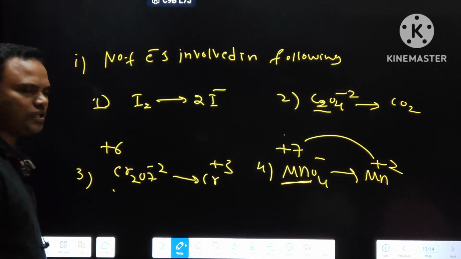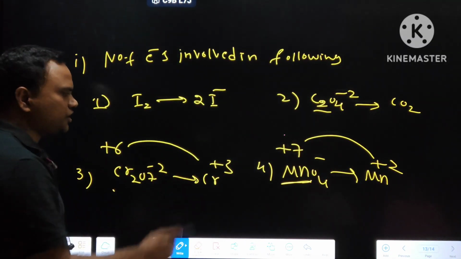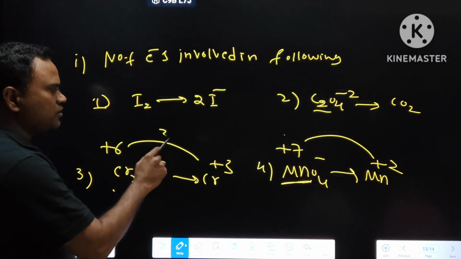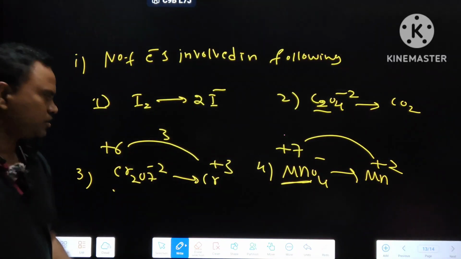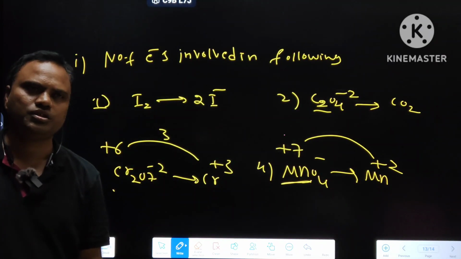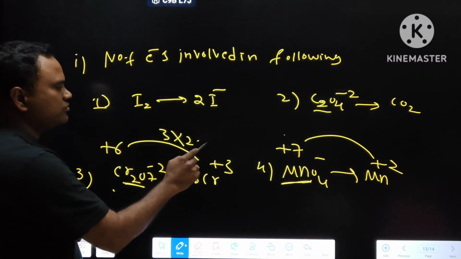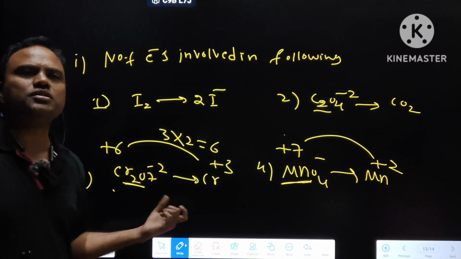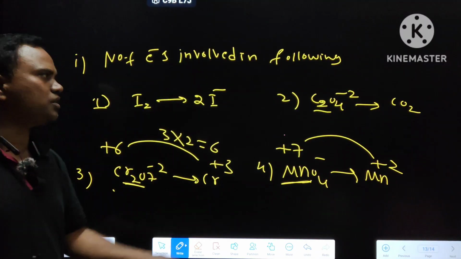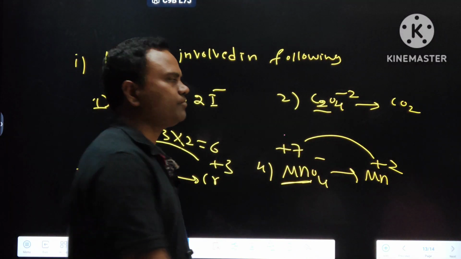After calculating we will get +6. +6 to +3. What is the change? 3. But subscript is 2. Multiply with 2. So 6. So 6 electrons are involved in this. 6 electrons. Here also same.